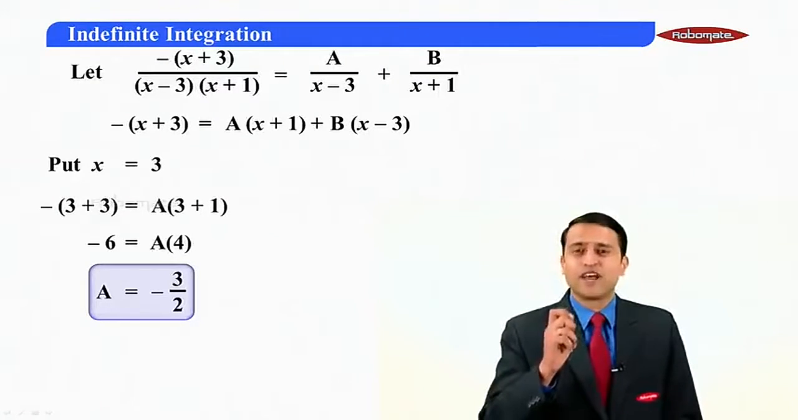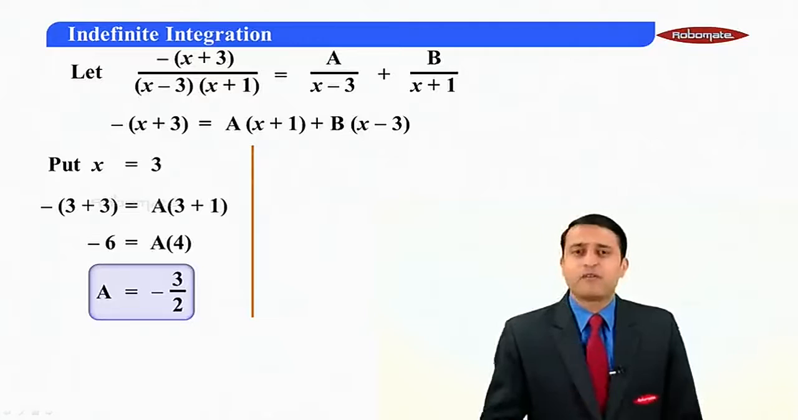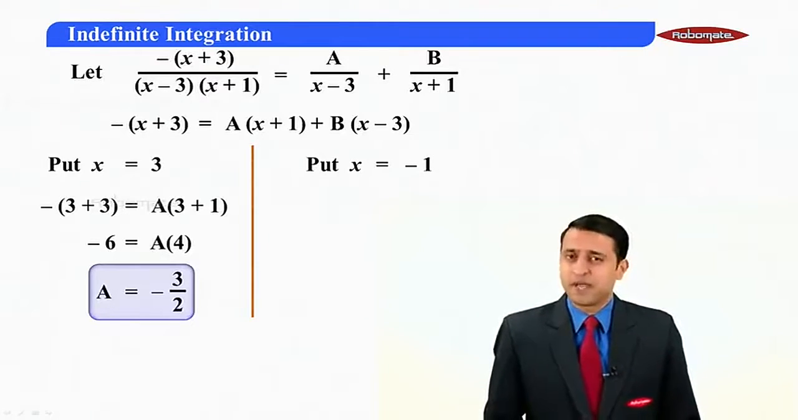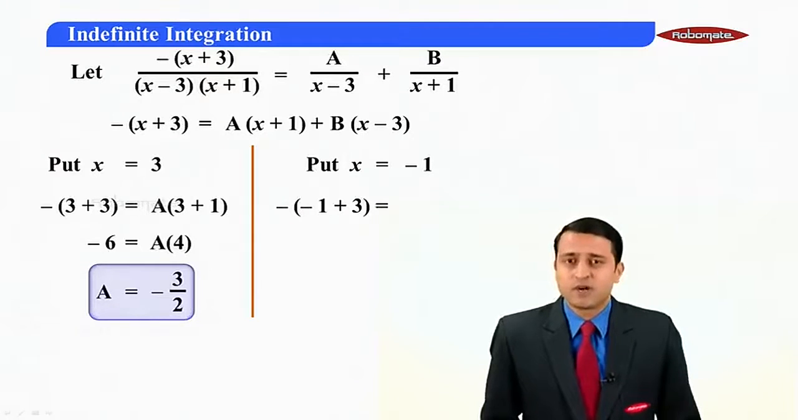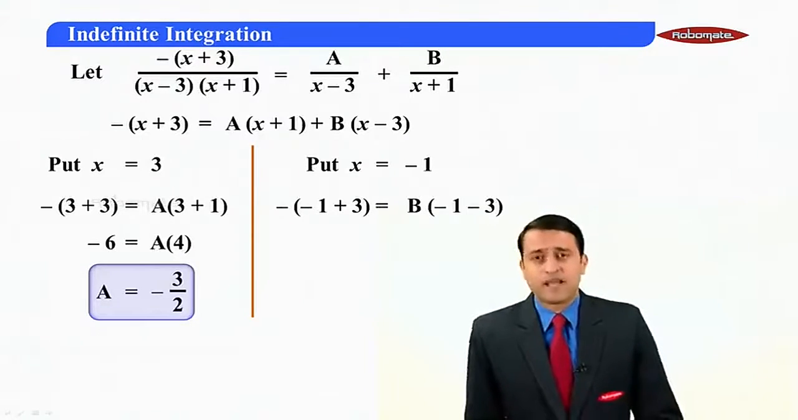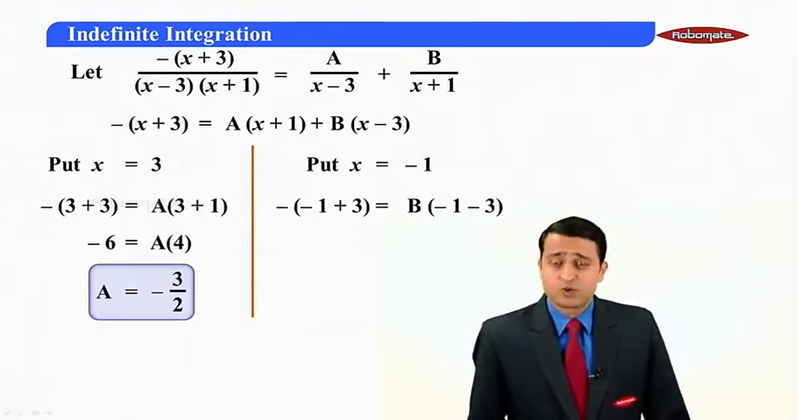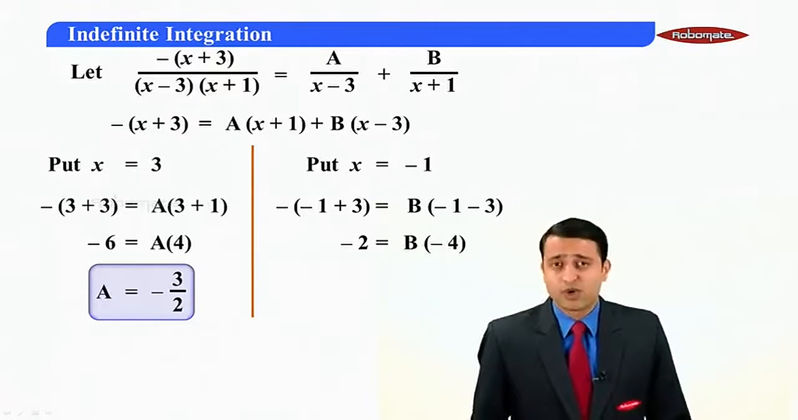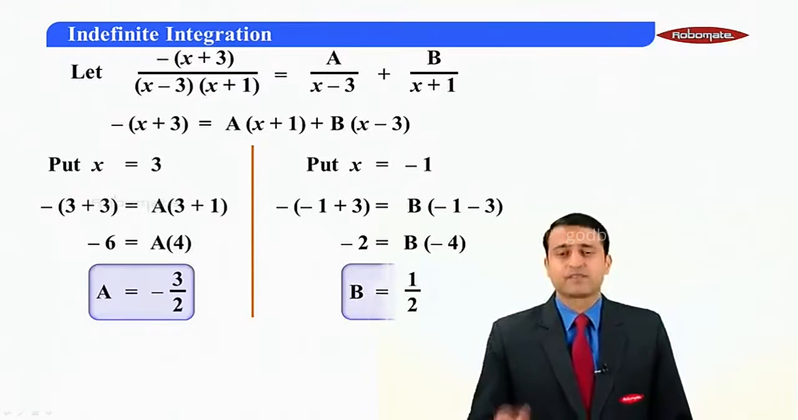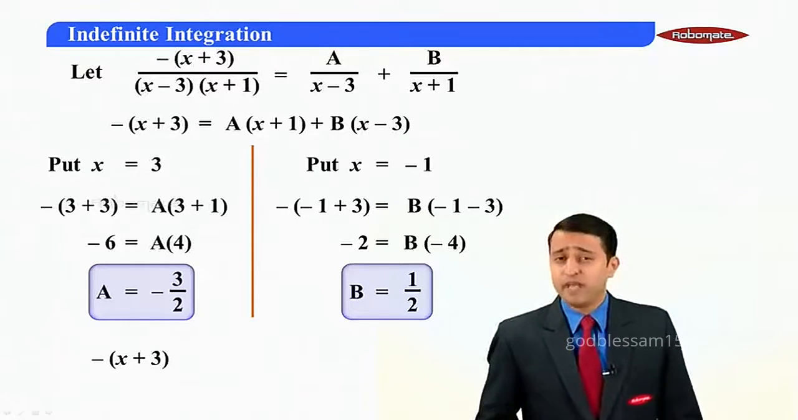Now let's go to find the value of b. For b, what should I put? I should put x is equal to minus 1. So we get minus of (minus 1 plus 3) is equal to b into, can I say, (minus 1 minus 3)? Correct? So what we have is minus 2 is equal to b into minus 4, or can I say b is equal to half? We get the value of a, we get the value of b.